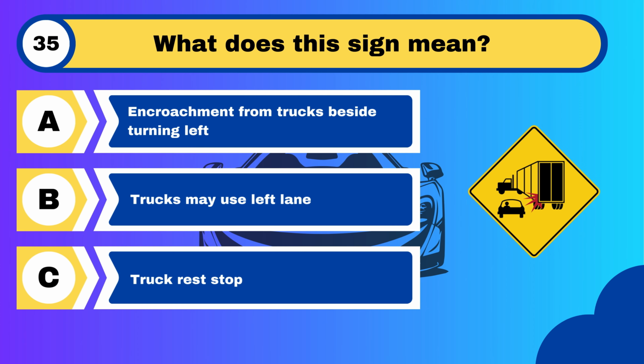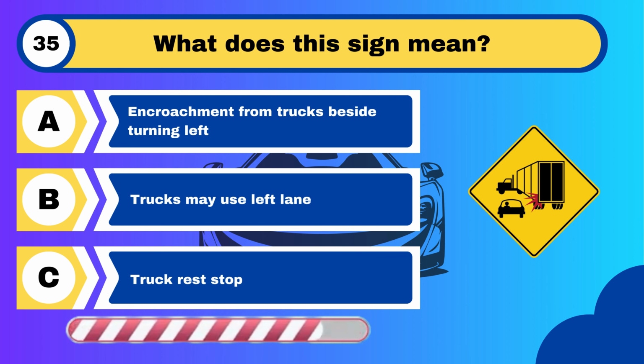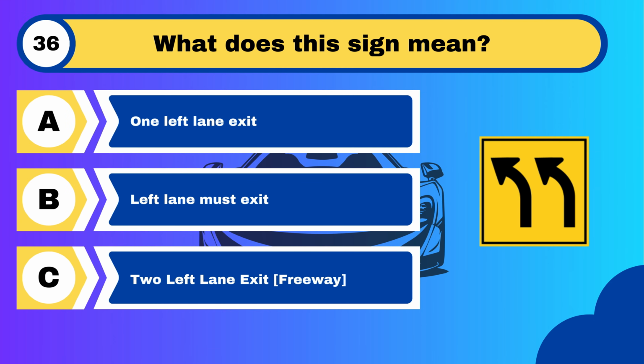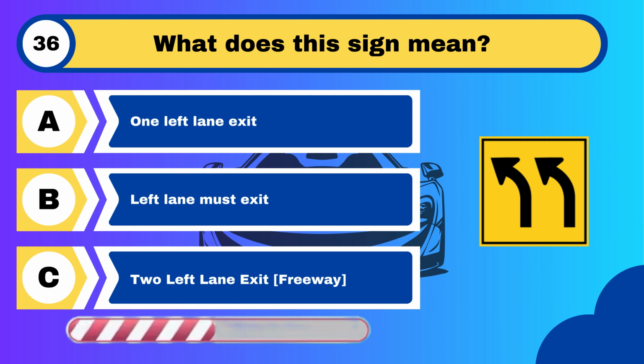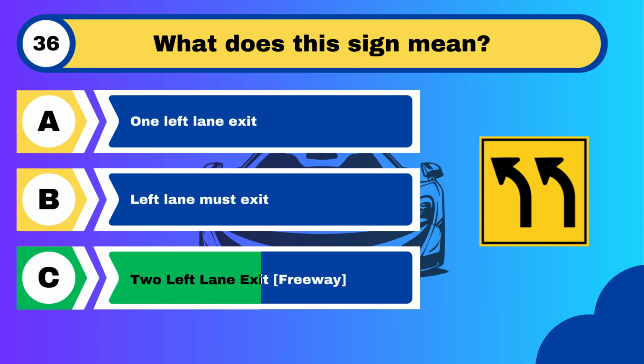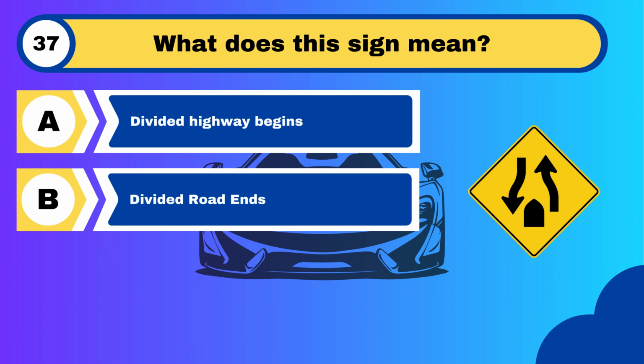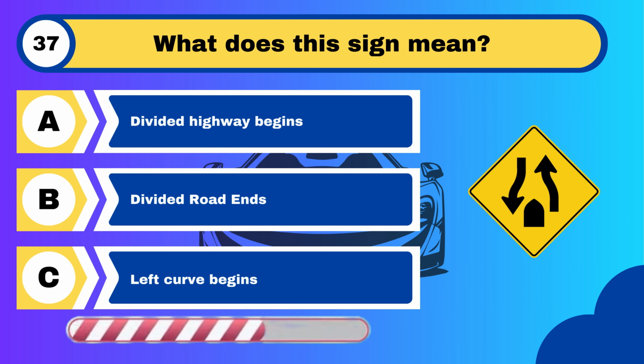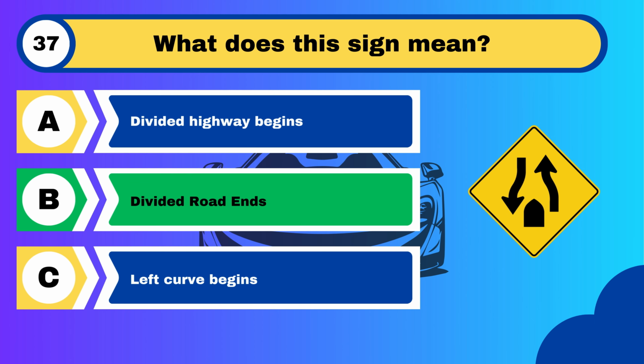What vehicle-related hazard does this sign warn about? A. Encroachment from trucks beside turning left. What freeway configuration is shown? C. Two left lane exit freeway. What kind of road ending is described here? B. Divided road ends.